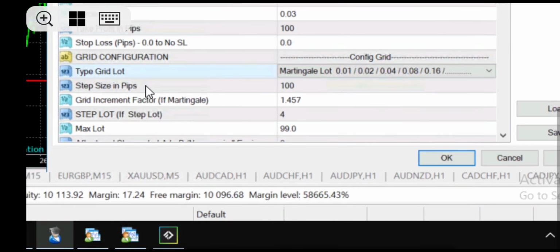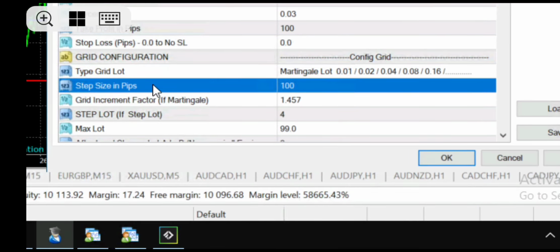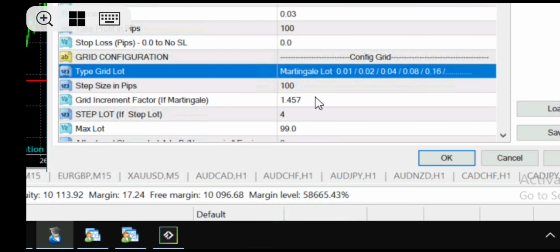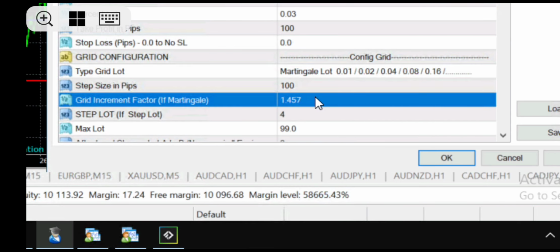Then the step size in pips. This is the number of pips before the next position will open. So this is set at 100. Let's say the first position is running in loss and it wants to layer the position. How many pips before it layers the position? If you are using martingale here, it is asking what factor of martingale you want to use. To me, 1.457 is too high. I would prefer in the range of 1.3, 1.25, something like that.